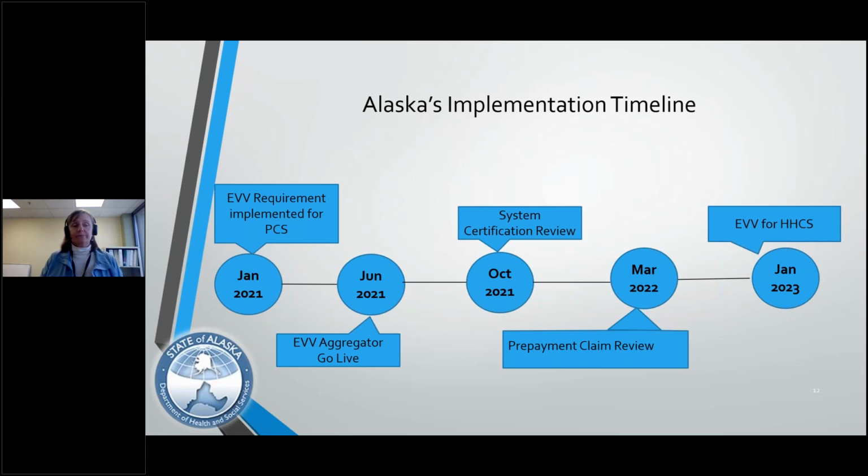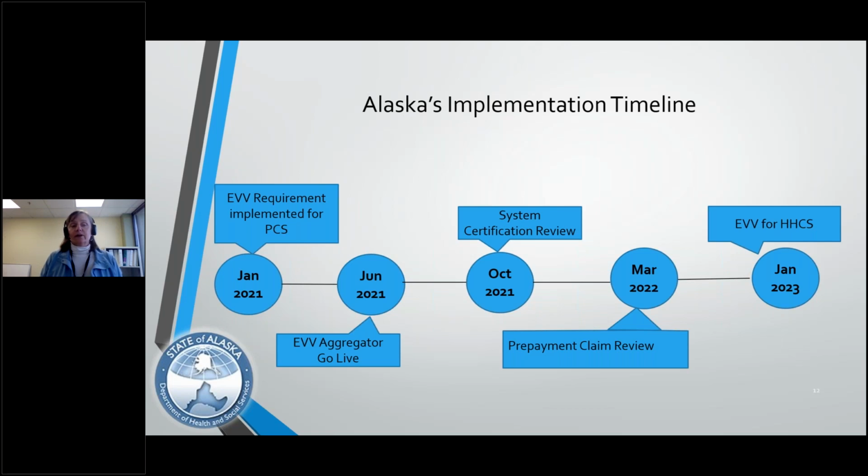In June of 2021 is when we actually stood up the aggregator to allow all of those providers that were already using electronic visit verification to start sending their data over to the aggregator. And for us to cull that and figure out what we had, it took us a bit of time to figure out how to make sure the data was crossing correctly.